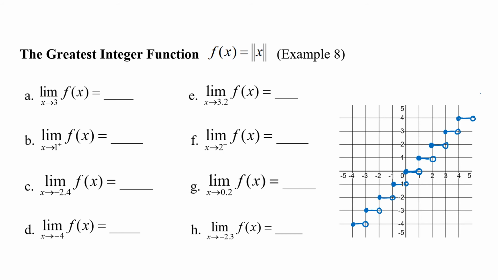We want to find the limit as x approaches 3 of f of x. So we're looking, as we approach 3 from the left and right, at what's happening to our function. Well, from the right, as I'm approaching 3 from my input, my output is also approaching 3. And from the left, as my input approaches 3, my output is approaching 2. So my left and right limits are not equal, so the overall limit does not exist.